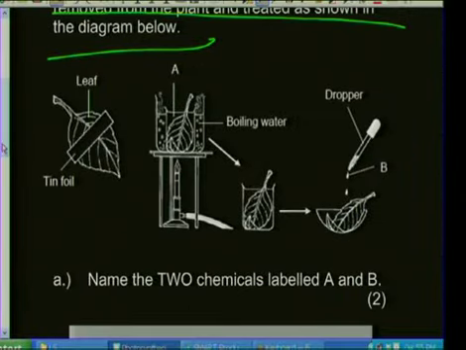So we take the leaf, remember it had tin foil there. We then put it in boiling water. We then took that out of there and we put it in substance A. The boiling water, by the way, is in a beaker, and there's another smaller beaker in which the leaf is and substance A is inside there. And we took it out of there and we rinsed it. We use a dropper with solution B and we put it on this leaf.